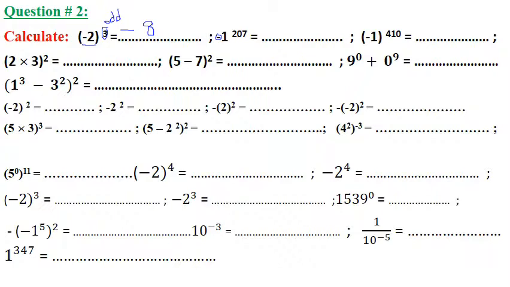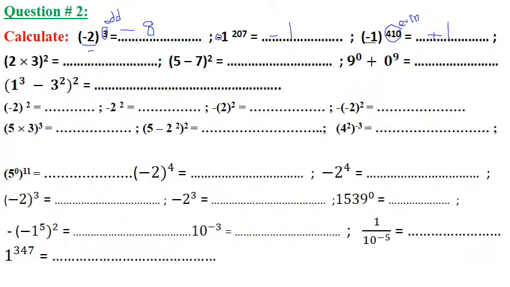Here the negative that we have in front of the 1 has nothing to do with the exponent. So we have negative, and 1 to the power 207 is 1. Here it's a negative base. We look at the exponent. It's even. It is an even exponent. Because we have an even exponent, my answer would be positive, and 1 to the power 410 is 1.